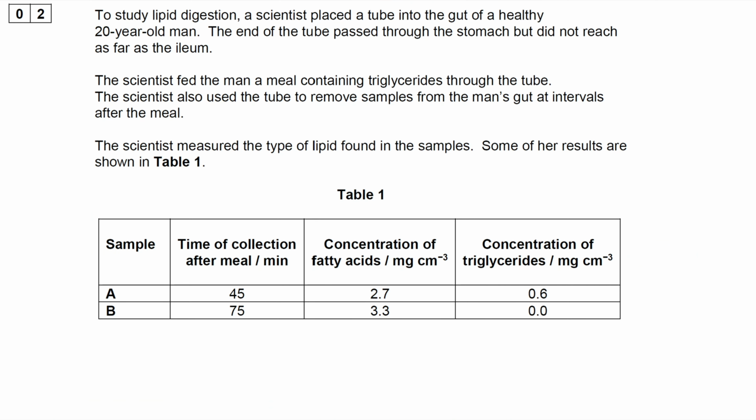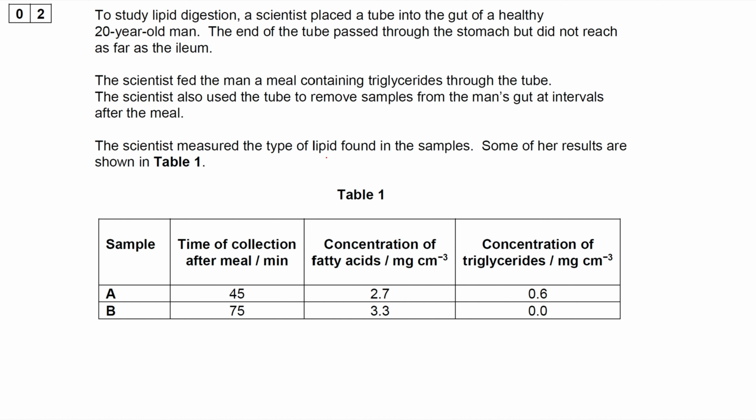Question 2 is about a study. A scientist placed a tube into the gut of a healthy 20-year-old man. The end of the tube passed through the stomach but didn't reach as far as the ileum. So that was still in the stomach. It didn't go down to the small intestine. The scientist fed the man a meal containing triglyceride through the tube. So that person was given triglycerides, which are a type of fat. The scientist also used the tube to remove samples from the man's gut at intervals after the meal. So he was fed and then he removed the samples after regular intervals of time, so he could see how much triglyceride had been digested.